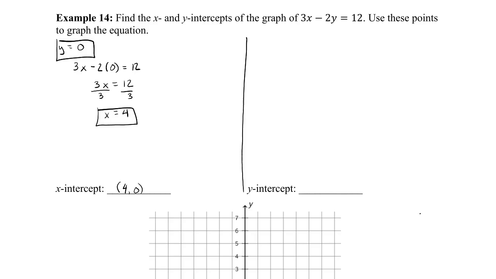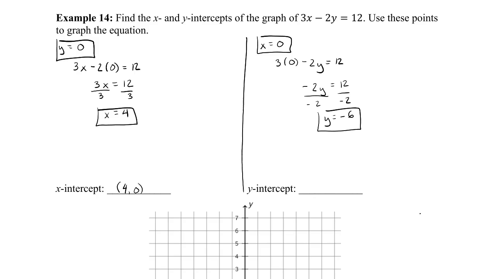For our y-intercept, we'll set x to be 0. So we'll have 3 times 0 minus 2y is 12. 3 times 0 is just 0. And so we're just left with minus 2y is 12. Divide both sides by negative 2. And we get y is negative 6. At our y-intercept, we have x is 0, y is negative 6. So our y-intercept is the point 0, negative 6.